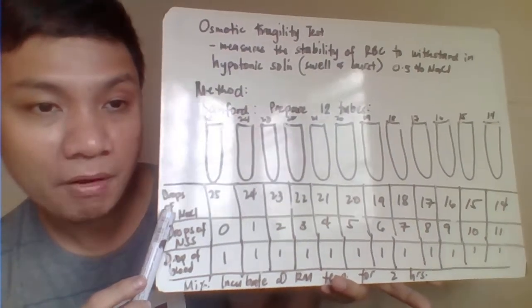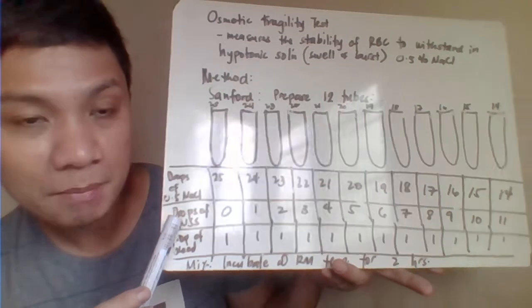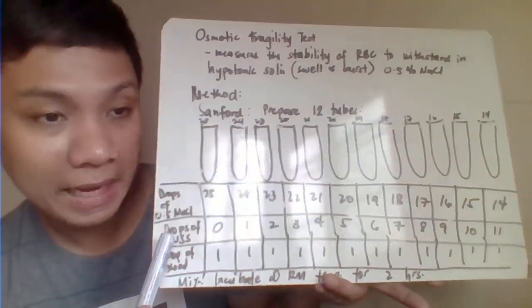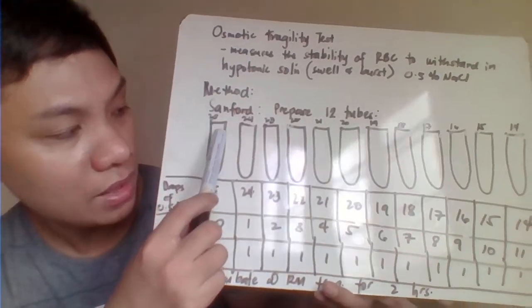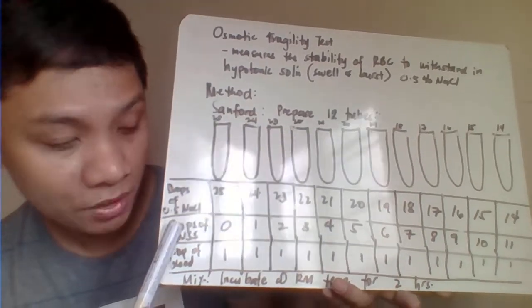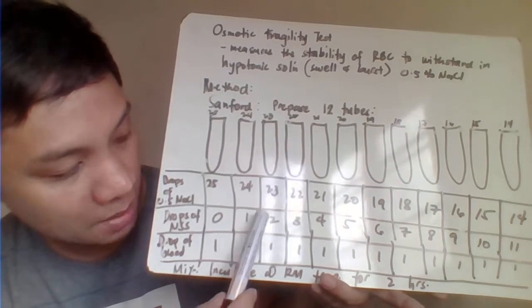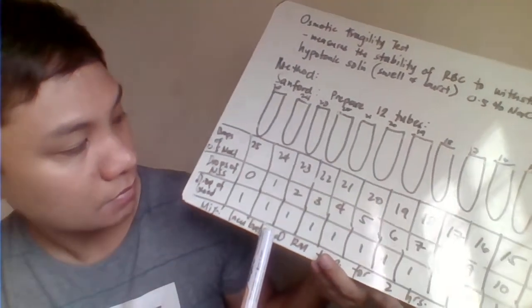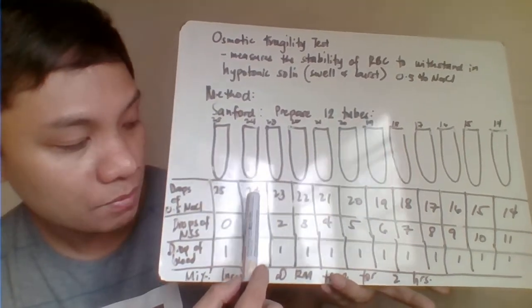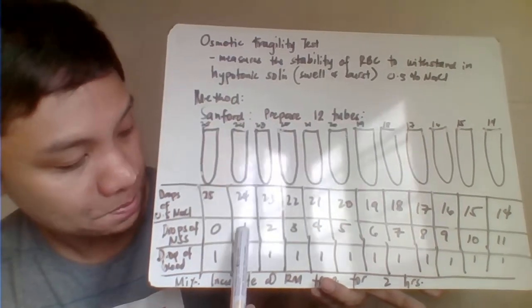Okay, we have here the drops of your 0.5% sodium chloride, the drops of your NSS, and the number of drops of the blood. So for the procedure, tube number 25 contains 25 drops of 0.5% sodium chloride, and you won't drop any NSS. Tube number 24 has 24 drops of 0.5% sodium chloride and 1 drop of your NSS. That gives you 25 drops.